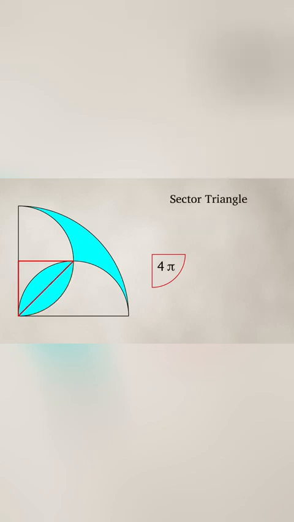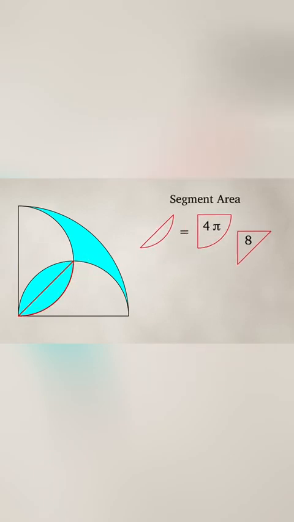Now the triangle inside of that sector is a right triangle with legs of 4 and 4. So that can be calculated with 1/2 times base times height, which is 1/2 times 4 times 4, and that gives us 8. So one segment area is just 4 pi minus 8.